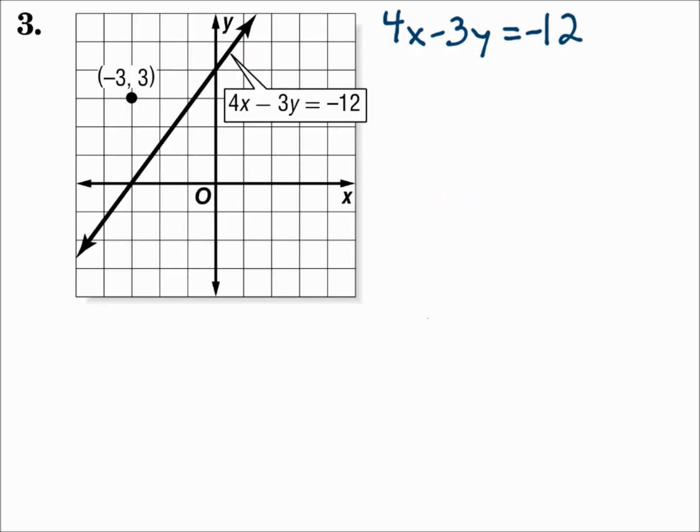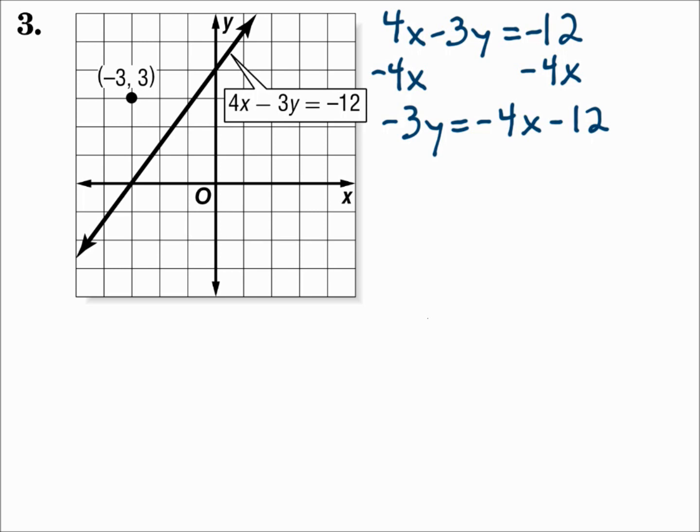Number 3. I need a line parallel to 4x minus 3y equals negative 12 that goes through the point negative 3, 3. Find the slope first. Well, to find the slope, I'm going to need to get my line in slope-intercept form so I can see what the slope is. So let's solve this equation for y. Start by subtracting 4x from each side. Write the x's first, since they go first in slope-intercept form. Instead of negative 12 minus 4x, say negative 4x minus 12.